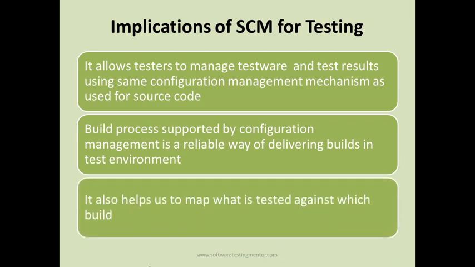Then it also helps us map what is tested against which build. SCM has the build process version control mechanism, which helps to map which test cases are executed against which build, what defects were found, which defects got fixed against which build, and whether they are verified against those builds or not. All this kind of mapping is possible because of the build process or version control mechanism provided by the software configuration management tool.